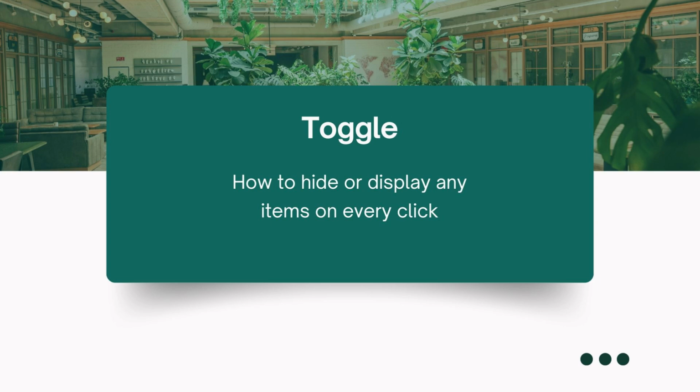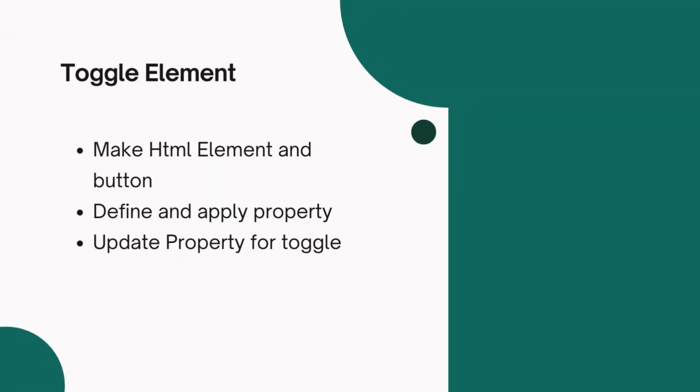So in this video, first we will make an HTML element and a button, then define and apply a property on that, then we'll update the property for toggle. One thing: when I'm talking about an HTML tag, it doesn't mean it will only apply to one tag. It will be applied to whatever is inside that div. So guys, let's jump into the code and try to understand how toggle works in Angular.